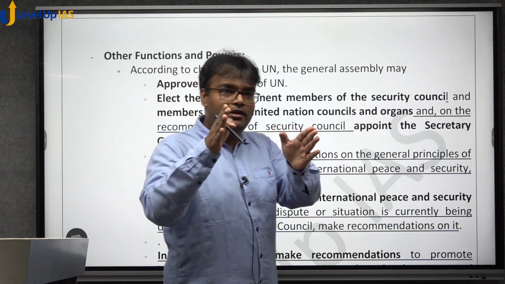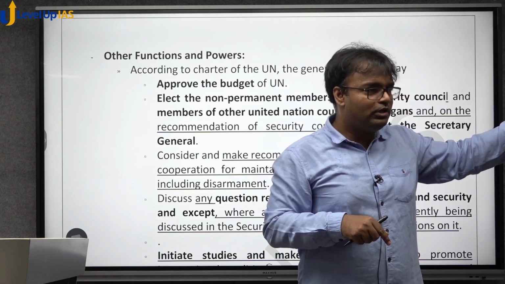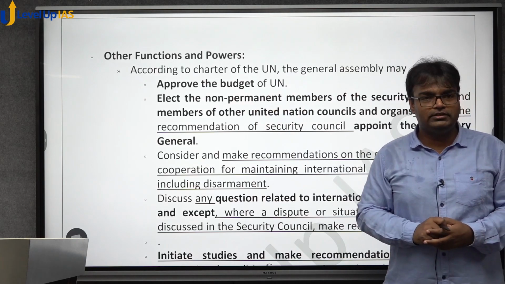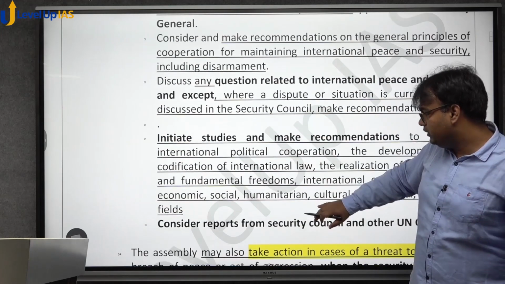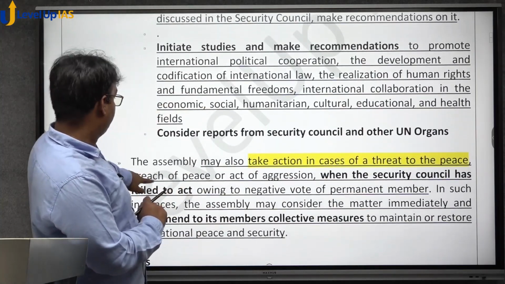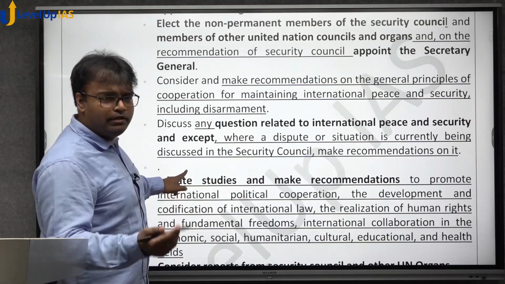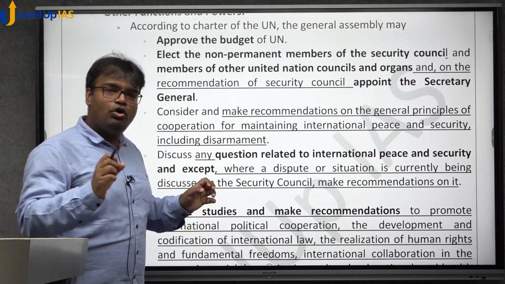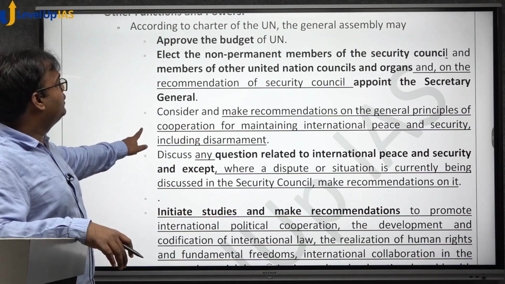Again, think of the Parliament kind of body. Our Parliament approves our budget. In the same way, it approves the budget of the United Nations. It also would be passing resolutions and making conventions, those kinds of things would be done by it. But other than that, it's not technically only a law-making kind of body. You would see it has other functions also.